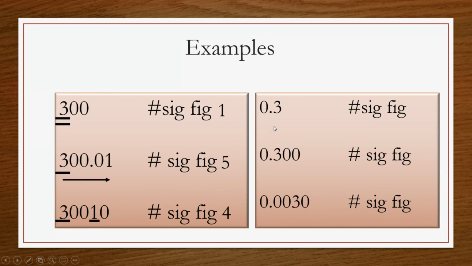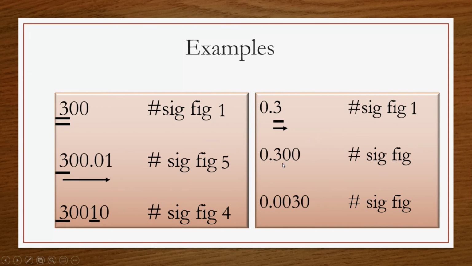So here I have 3/10, and here I have 3/10 as well. What's the difference? Well, there is a decimal. I always underline my first non-zero number. If there's a decimal, everything to the right counts. There's nothing to the right, so I only have one significant figure.